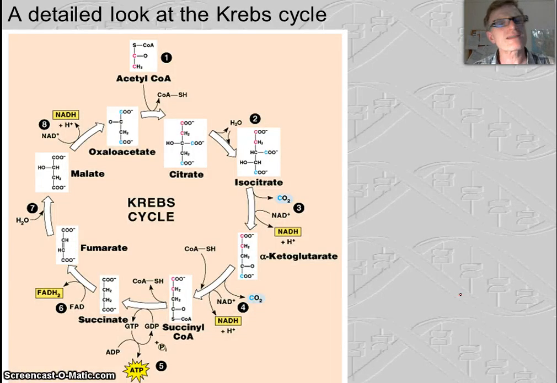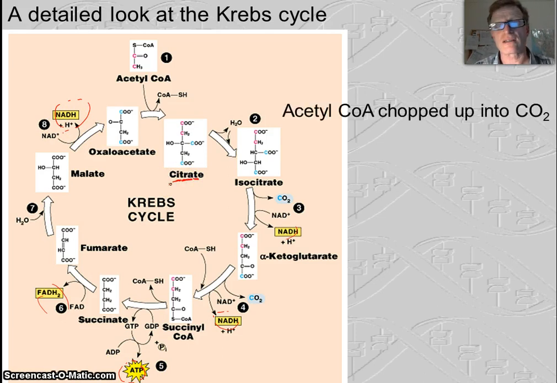Okay, so this is a detailed look at the Krebs cycle, and you don't need to know any of this other than we're making a lot of NADH here and some ATP as well. And this cycle actually goes around twice. That's why we get 6 and 2 and 2 ATP there. And one thing is this, one of the intermediates here is called citrate. That's also known as citric acid.